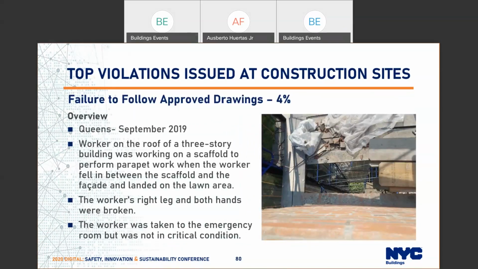Failure to follow approved drawings is also one of the top 10 violations issued. In September of 2019, a contractor failed to construct the guardrail according to the approved drawing, and a worker fell from the scaffolding to the ground. The worker was on the roof of a 3-story building working on a parapet when the worker fell in between the scaffold and the facade and landed on the lawn area. You can see it well below. The worker's right leg and both hands were broken.